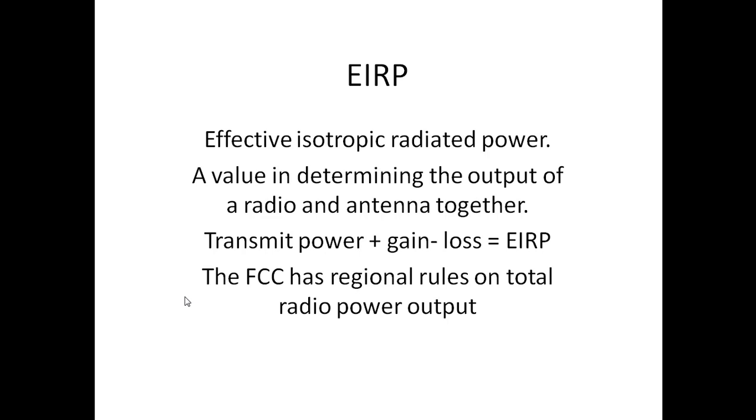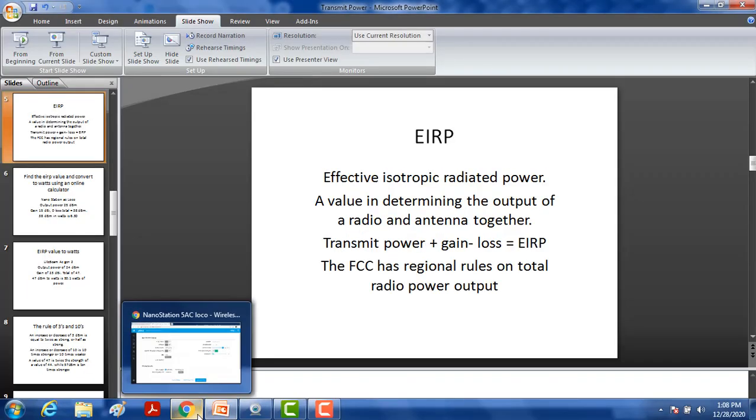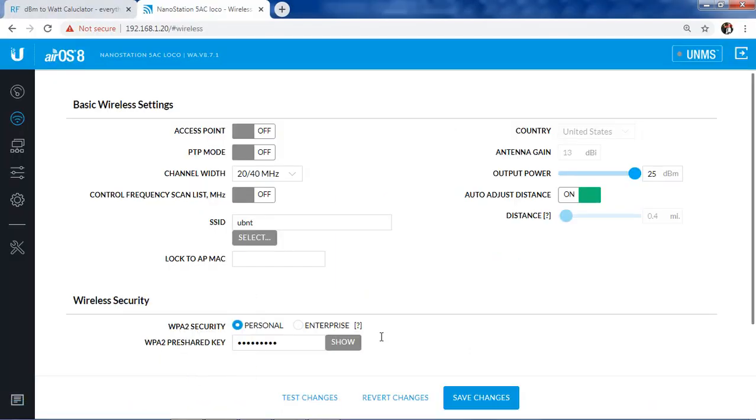Now, the radio I'm going to show you here is a NanoStation that does not have a pigtail wire, so there is no loss between the radio and the antenna. So our EIRP value for this device is fixed. Okay? So I'm actually going to show you that real quick. Let me just minimize this and jump over to my radio. All right, so here in my radio, this is my NanoStation 5.